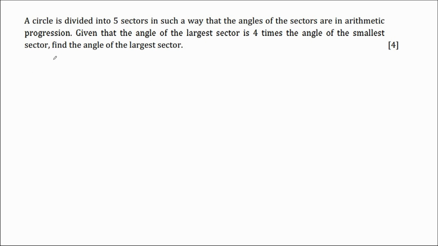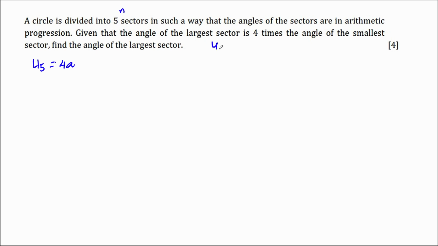Now in here, we know that the number of sectors is 5, so n equals 5. From the second sentence, we know that the largest sector, which is U5, equals 4 times the first term, I mean the smallest sector, 4a. We assume that this is in ascending order. So, find the angle of the largest sector.